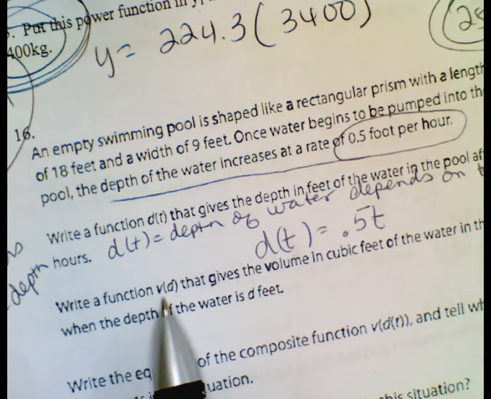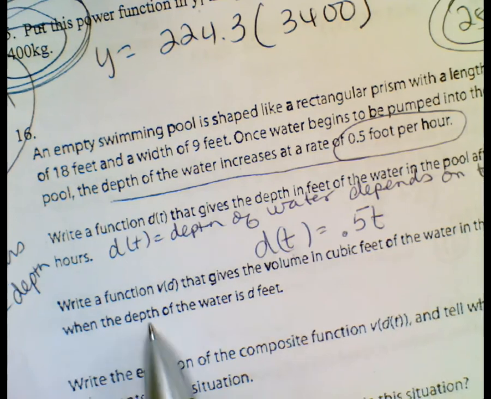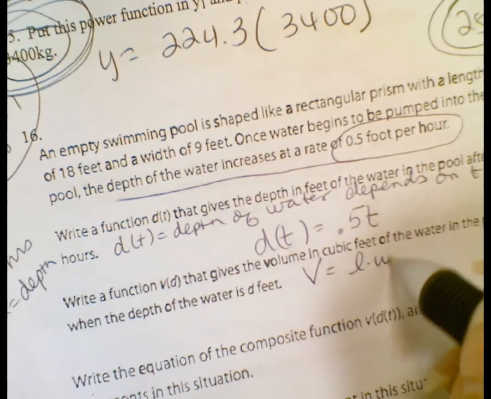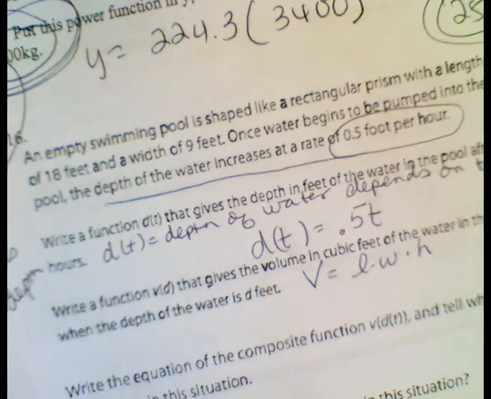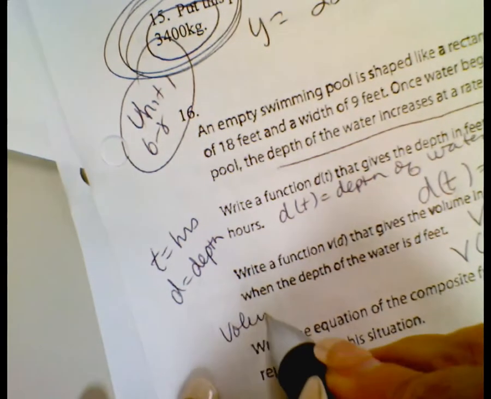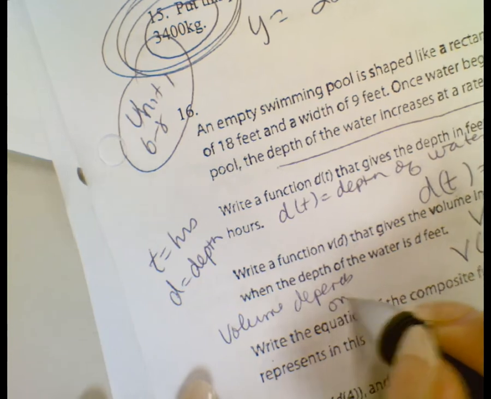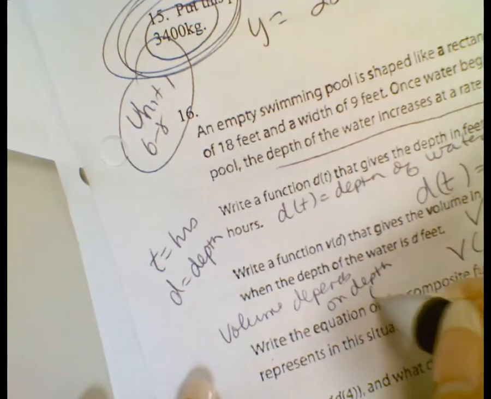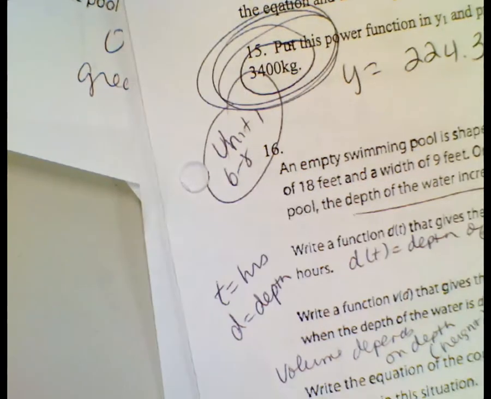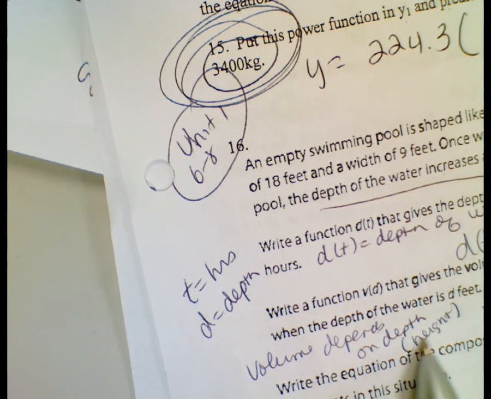Now we're going to write a function v of d that gives the volume in cubic feet of the water in the pool when the depth of the water is d feet. So what is volume? Just so you know, volume is length times width times height. So if I want v of d, I'm saying that the volume of the water depends on the depth. What's another word for depth? How about the height of the water? The volume is depending on the height of the water. And that's going to depend on how many hours it's been going in.